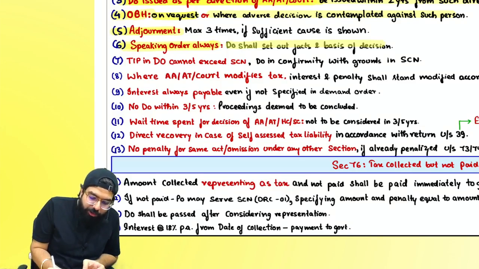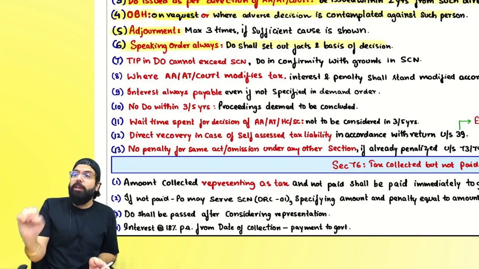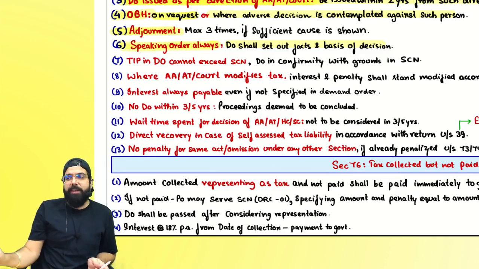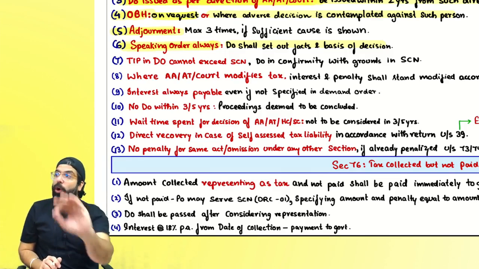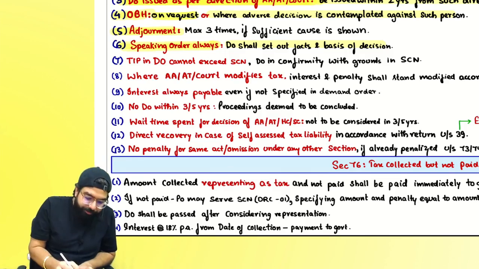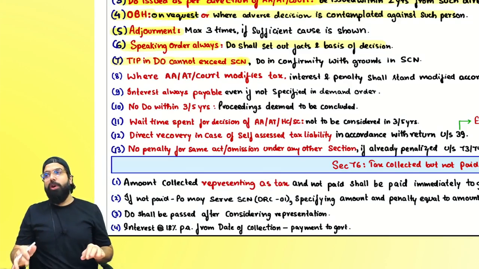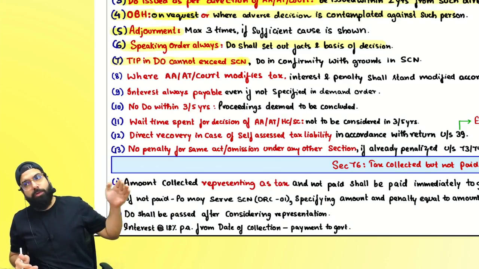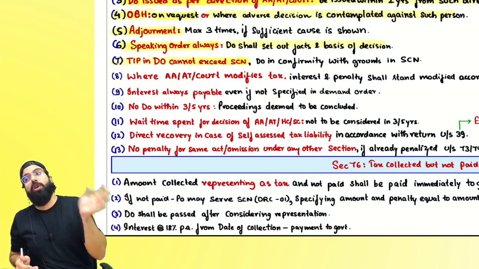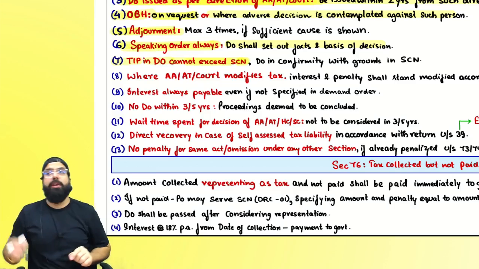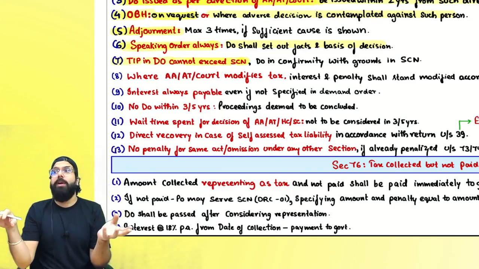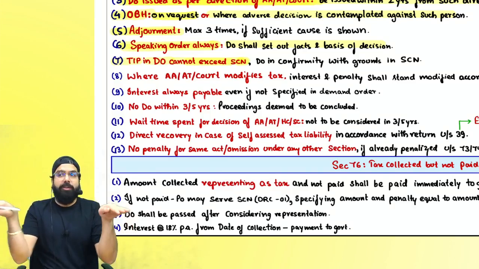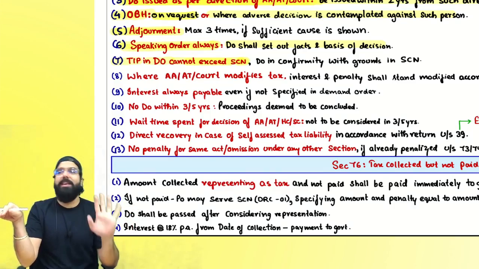Means the demand order should set out all the facts and the basis on which the decision is taken, under which section we are penalizing you; all the facts have to be given. Tax, interest and penalty in the demand order cannot exceed the show cause notice. Always remember, to recover there has to be a demand order, and the demand order should always be on the basis of the show cause notice. Whatever tax, interest, penalty is told in the show cause notice, more than that you can't demand in the demand order.